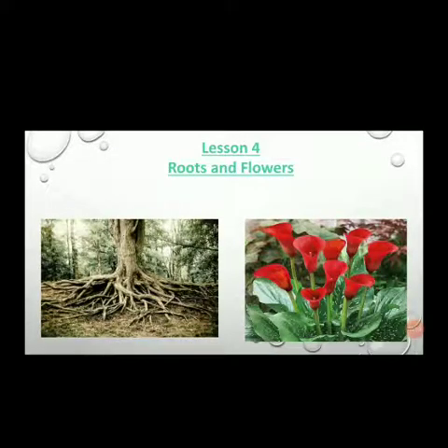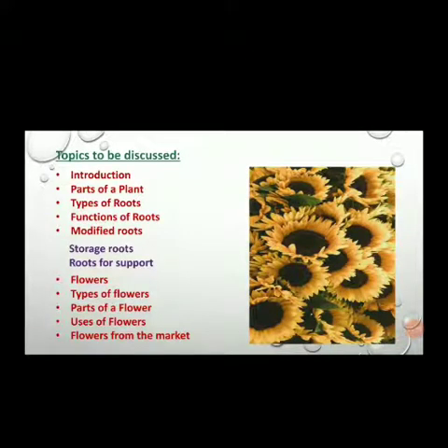Hello students, I am back with a new chapter in EVS, that is chapter 4. The name of this chapter is Roots and Flowers. In this chapter we will discuss the following topics: introduction, parts of a plant, types of roots, functions of roots, modified roots, in which we will see storage roots and roots for support, flowers, types of flowers, parts of a flower, uses of flowers, and flowers from the market.